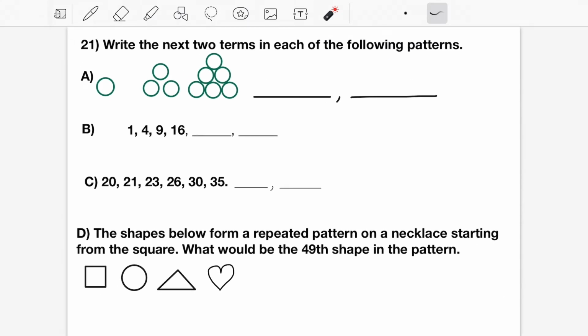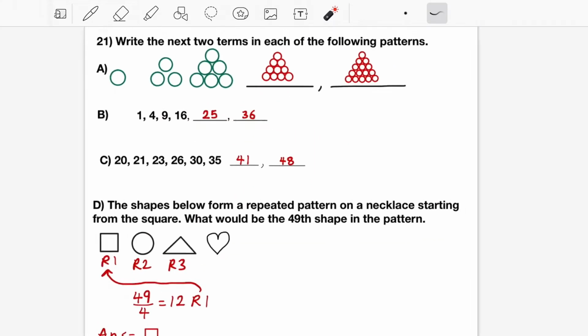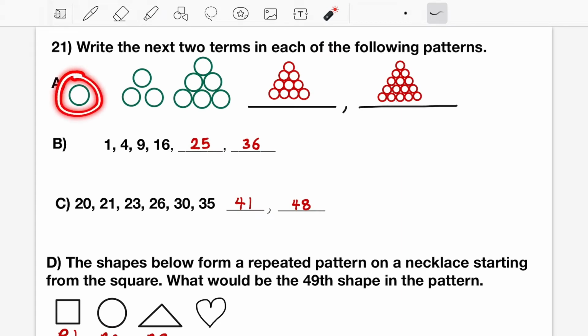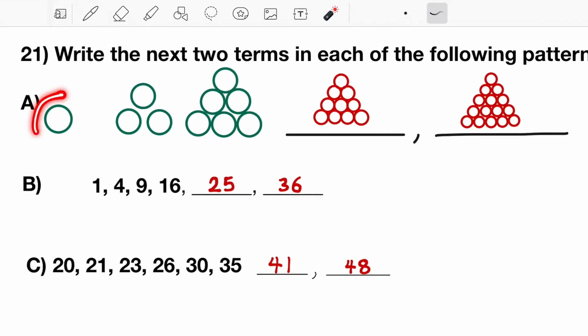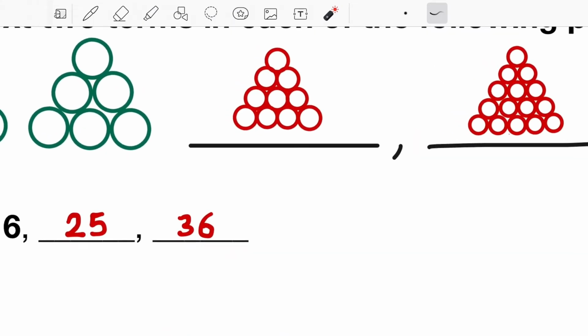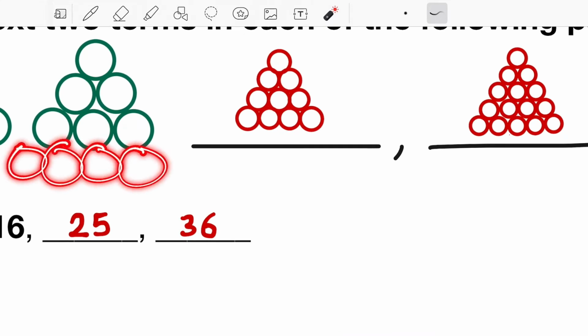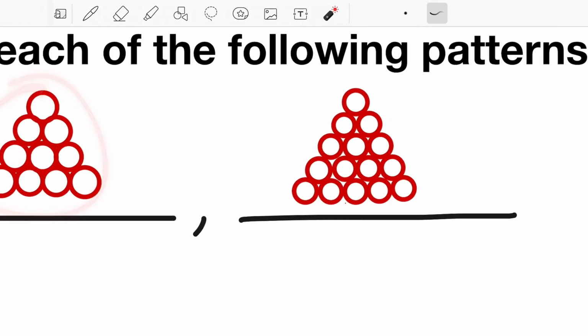Number 21, we have some pattern questions. So this first one we have triangular numbers. So we can see we have 1 here. We start with 1 row, then we go to 2 rows, where we increase the amount by 1 in the layer or the row below. So we have 1, and 1, 2, then 1, 2, 3, then of course 4 will come below, 1, 2, 3, 4, and then 5 below.